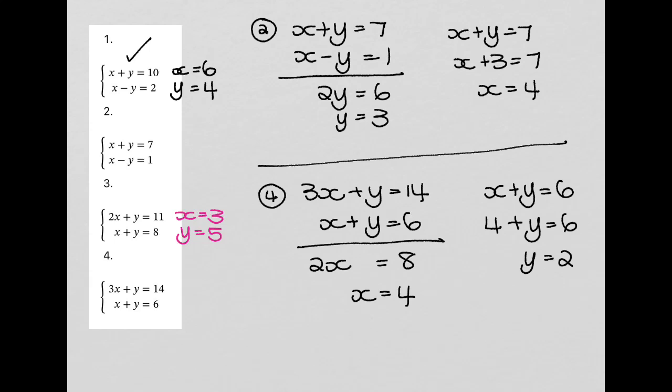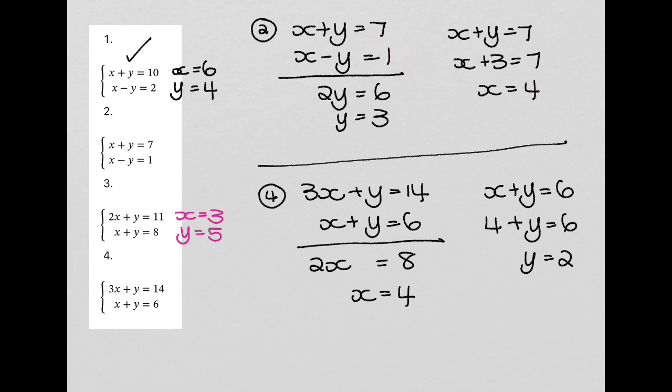For question 2, I matched the x's. They were the same, so I subtract. y, take away negative y gave me 2y. 7 take away 1 gave me 6, y is 3. I put that 3 back into the top, and I got x to be 4.